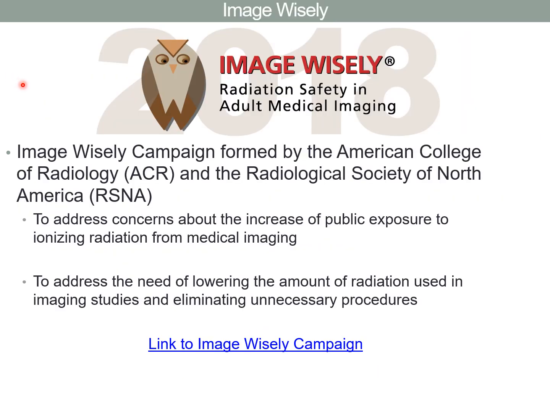So Image Wisely is another campaign: radiation safety in adult imaging. The Image Wisely campaign was formed by the American College of Radiology, which I just mentioned, and the Radiological Society of North America to address concerns about the increase in public exposure to ionizing radiation from medical imaging. It aims to lower the amount of radiation used in imaging studies and eliminate unnecessary procedures. Basically, again, are we repeating the scan? Do we really need this test done? Was this exam done at another facility just recently, and can we use it for comparison? What else? Yeah, that's about it for that one.